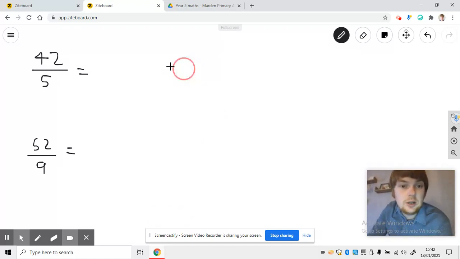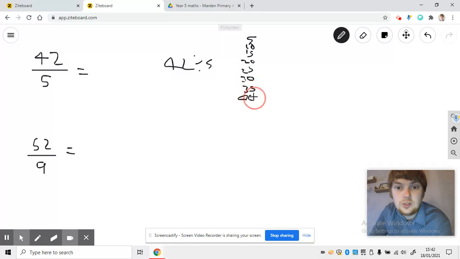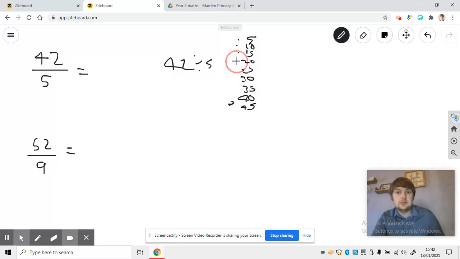So 42 fifths we know is the same as 42 divided by 5. So I need to list my 5 times table. So 5, 10, 15, 20, 25, 30, 35, 40, and then 45. And obviously I stop at 45 because it is greater than my 42. We know 42 would sit in between here. So my whole number of my mixed number is going to be 1, 2, 3, 4, 5, 6, 7, 8. We know that the fraction part, the denominator, is going to stay the same as in the original 42 fifths, so 5. My numerator is the difference between the 40 and the 42, the remainder we have got, which is obviously 2. So 42 fifths is 8 2 fifths.